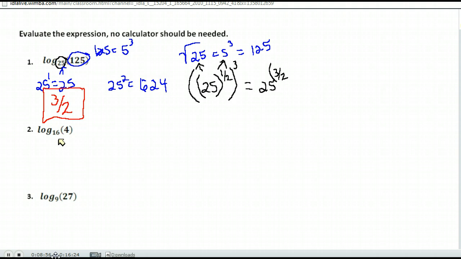Okay, log base 16 of 4. So this again is saying 16 to what power equals 4? Well, the square root of 16 is 4. And what does square root mean? Square root again means the 1/2 power. So 16 to the 1/2 power is 4. So log base 16 of 4 is 1/2.